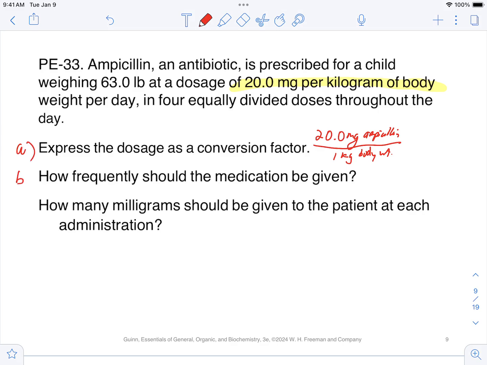Part B here says how frequently should the medication be given? And it says right here in 4 equally divided doses throughout the day. So 4 times daily. Or if we split that into hours, it would be what? Every 6 hours.